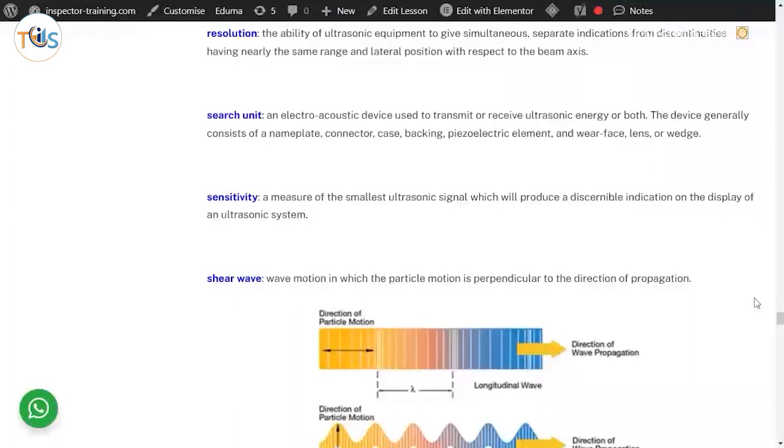And sensitivity is a measure of the smallest ultrasonic signal that you can actually detect with an ultrasonic system. And normally they say it's half a wavelength. That's the minimum you can. So if you have a smaller wavelength, that means higher frequency, you have more sensitivity here. But then the damping is more, as we said, and the penetrating power is less.